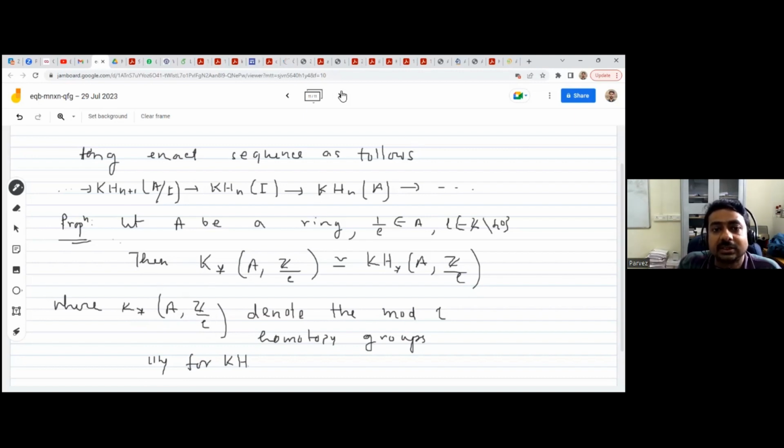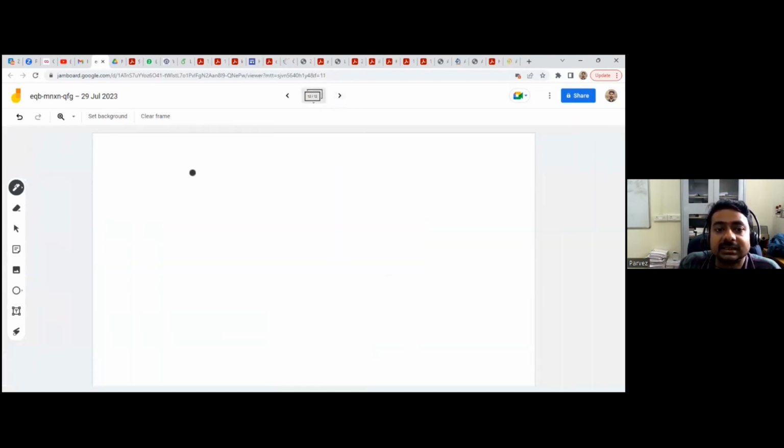What is the connection? Let me write it down as a remark, as Weibel says: the universal coefficient theorem. Here also there exists a universal coefficient theorem which connects K theory with coefficients with the K theory of a ring.